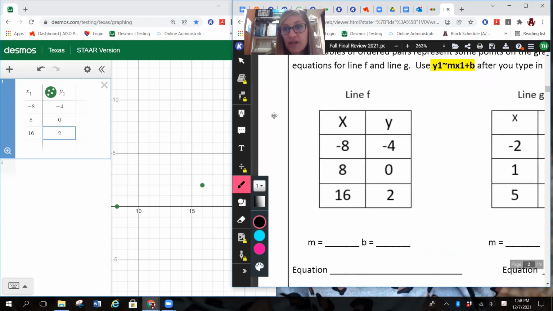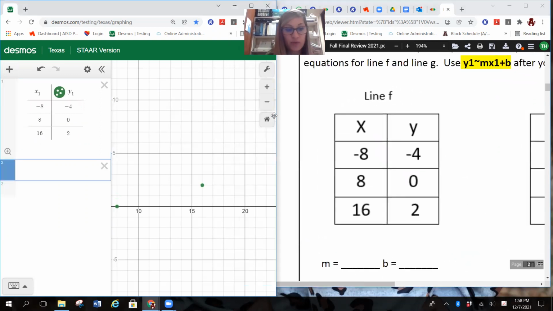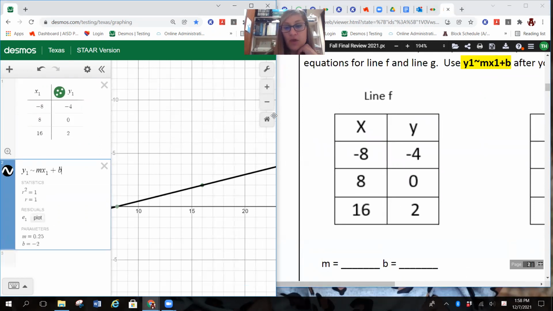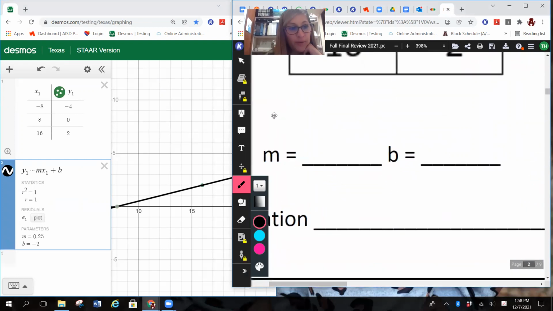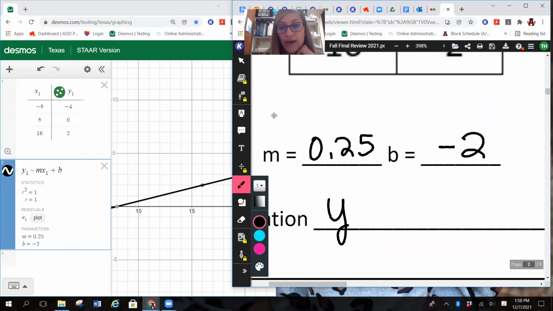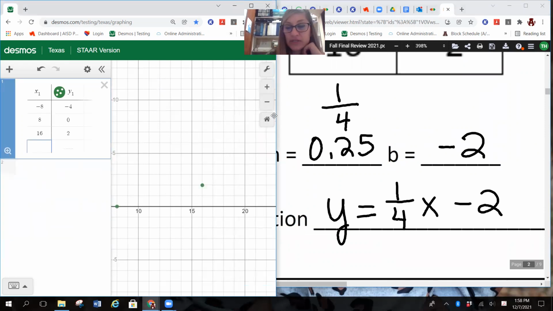The next part of it said use y1. All right, here we go. Y1 squiggle mx1 plus b. We're going to record our m and our b on our paper. It says m is 0.25, b is -2. So the equation is y equals, remember 0.25 is the same as writing 1/4, so I could write 1/4 x minus 2. All right, I'm going to delete that.